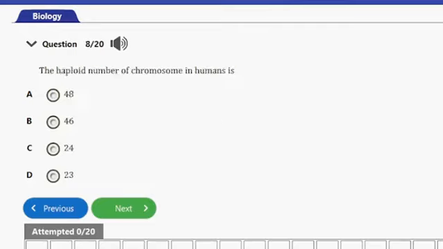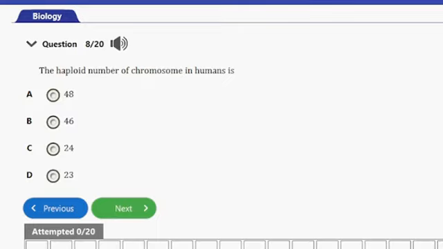So let's consider the next question, question number 8 here. The question here says, the haploid number of chromosomes in humans is A, 48, B, 46, C, 24, D, 23. So guys, the answer to this question is option D here, and that's 23 chromosomes.